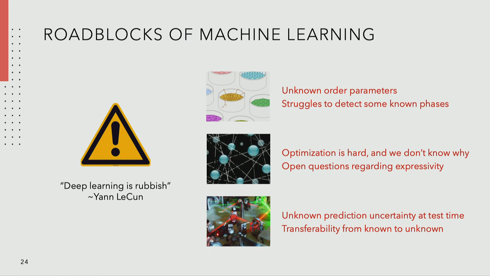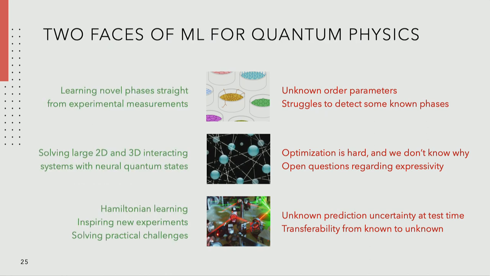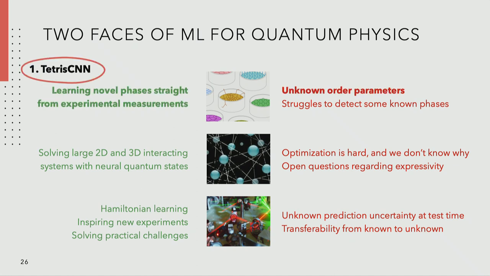Okay, so those are the promises and roadblocks of ML for phases in quantum physics, and that was for the introduction. I'm doing great on time. If there are any questions, please interrupt again. And I will show you two sets of results that will tackle some of the promises and the roadblocks.